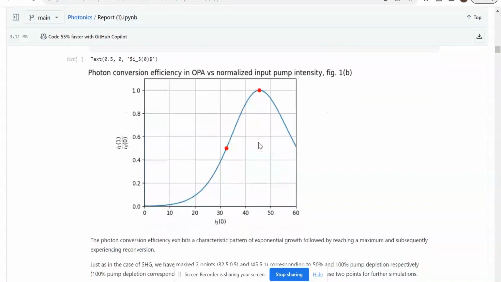So you can see the typical exponential curve again, followed by a drop, which occurs due to reconversions. Further simulations have been performed at 2 points. One is at 100% pump depletion and one is at 50% pump depletion, and they have been highlighted here.